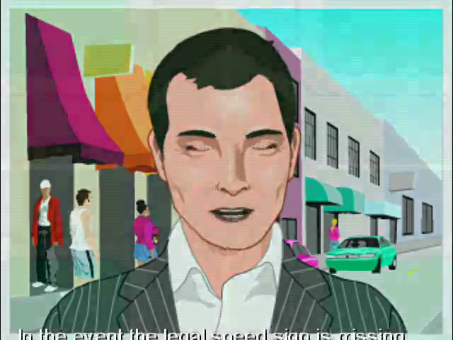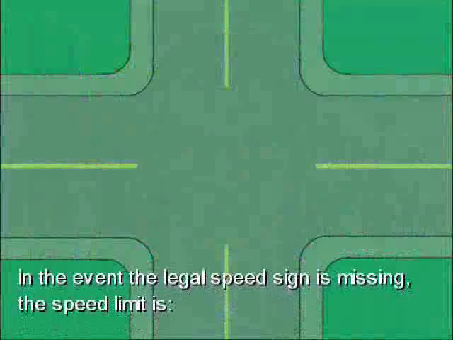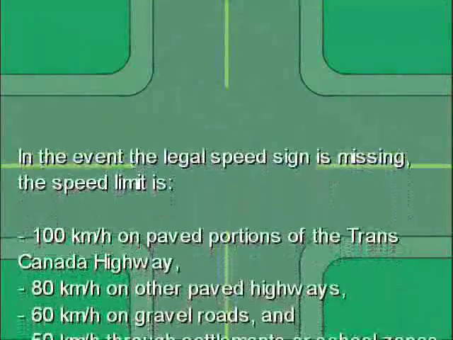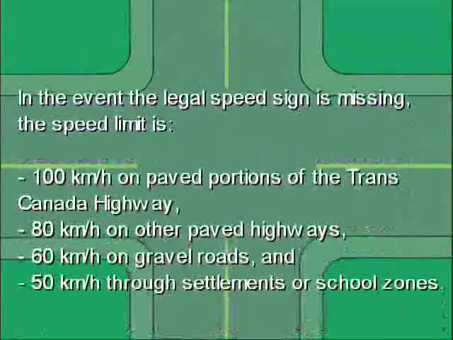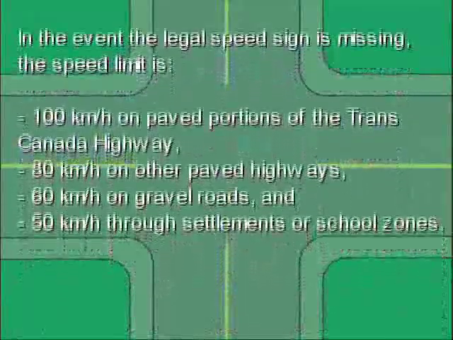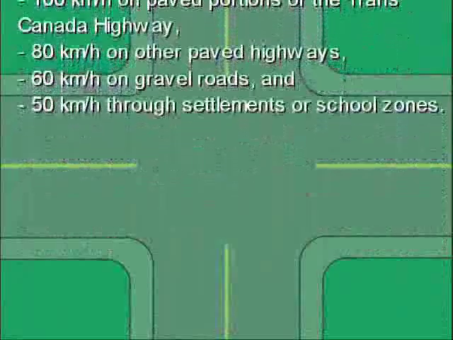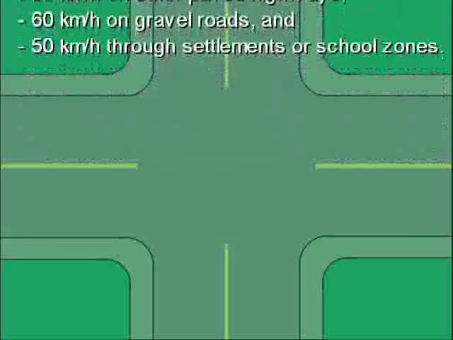In the event the legal speed sign is missing, the speed limit is 100 kilometers on paved portions of the Trans-Canada Highway, 80 kilometers on other paved highways, 60 kilometers on gravel roads, and 50 kilometers throughout settlements or school zones.